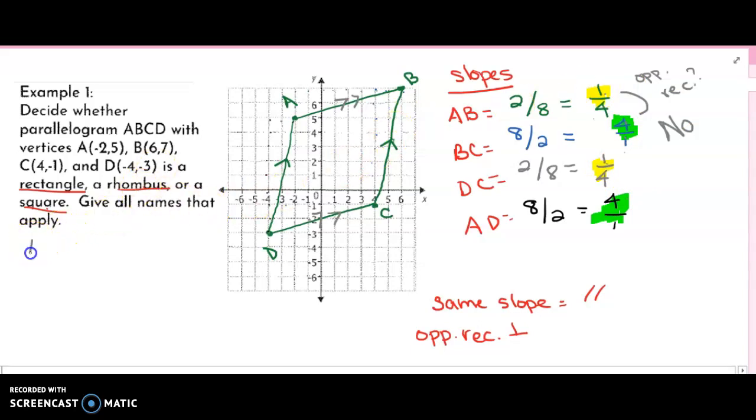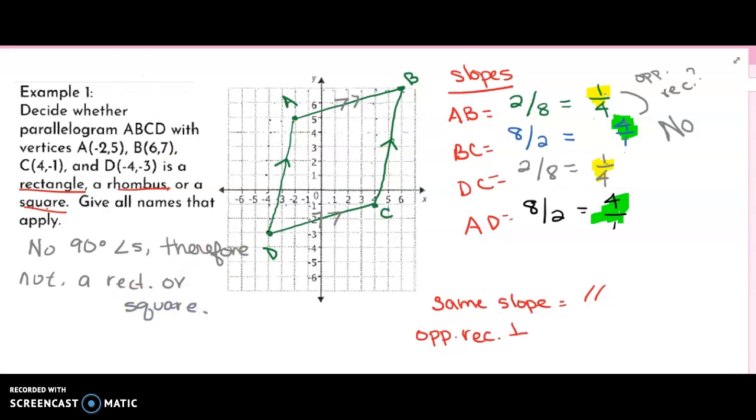So I can say that I have no 90-degree angles, therefore it is not a rectangle or a square. All right, so we know it's not a rectangle or square. So now we want to see if maybe it's a rhombus.